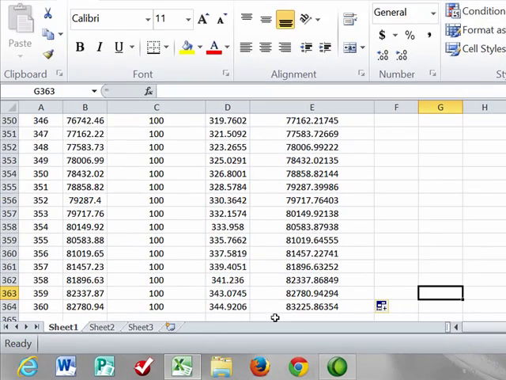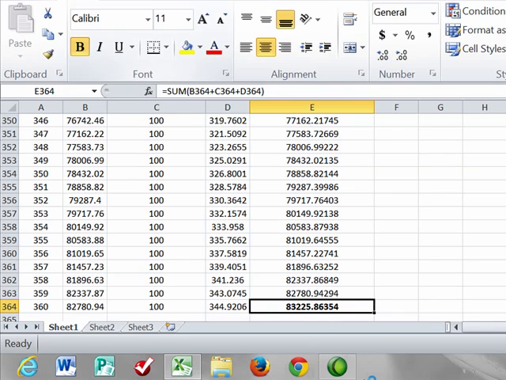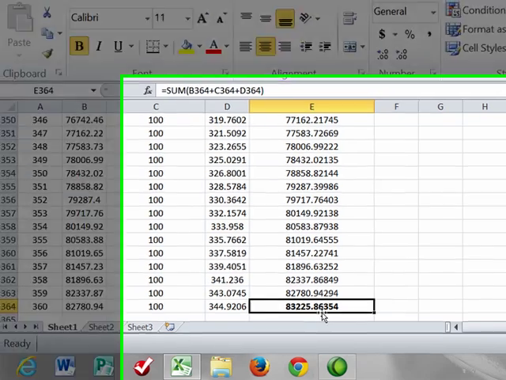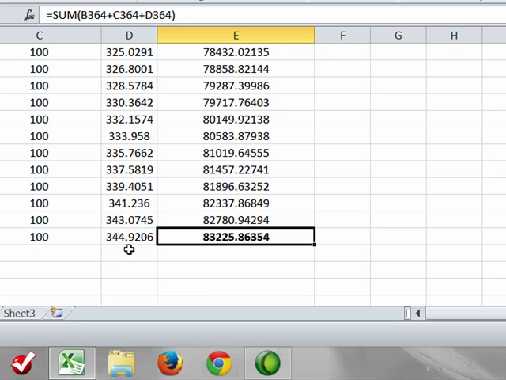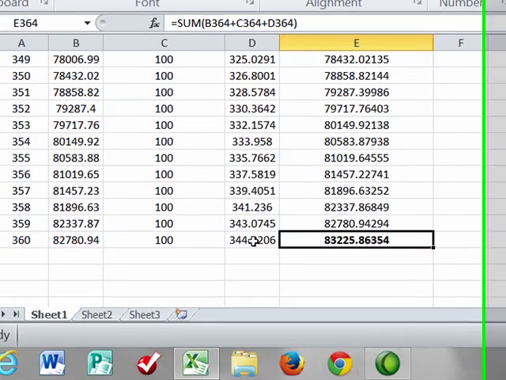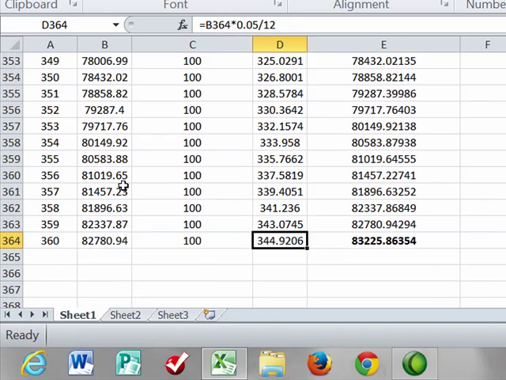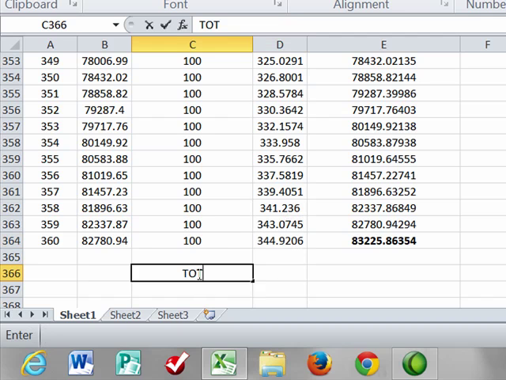And we could see that after the 360th month, I would have accumulated $83,225.86. So after 30 years, I'm going to have that amount in investment. Now, how much interest would I have accumulated? Well, remember this fourth column here was the interest, right? So if I sum that column, that would tell me how much interest I have. So that's what we're going to do. So let's sum the columns.